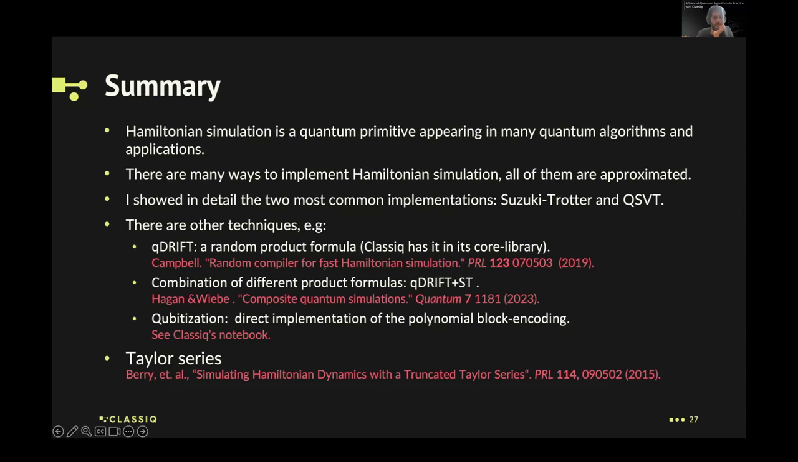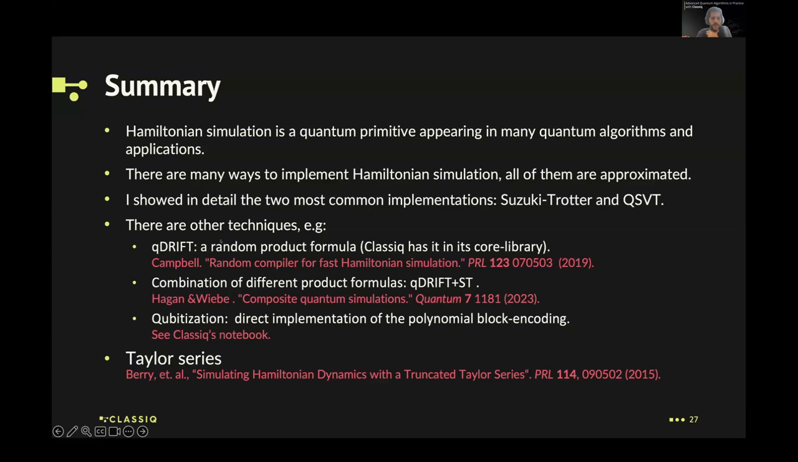Okay, so let me summarize. I hope I convinced you, at least in the beginning, that Hamiltonian simulation is a quantum primitive that appears in many quantum algorithms and applications. There are many ways to implement it, and all of them are essentially approximated. I showed you in detail, I think, the most common ways to implement Hamiltonian simulation, which are Suzuki-Trotter and QSVT.